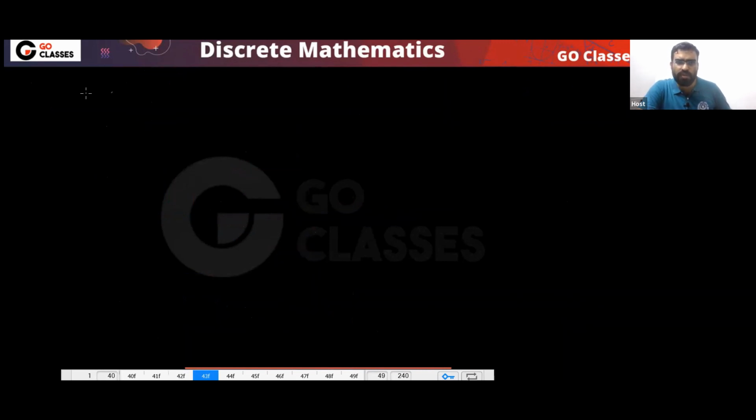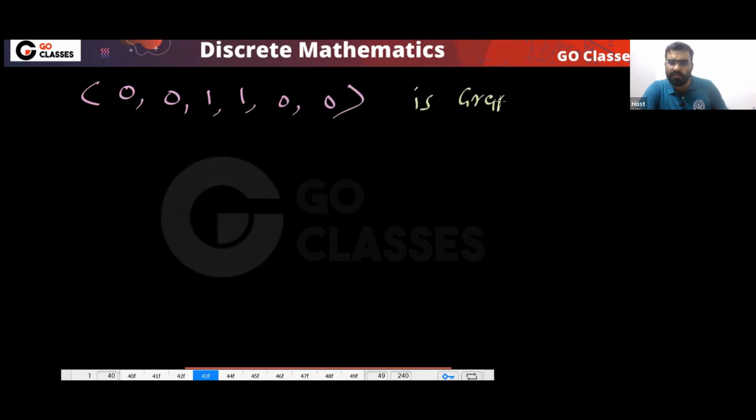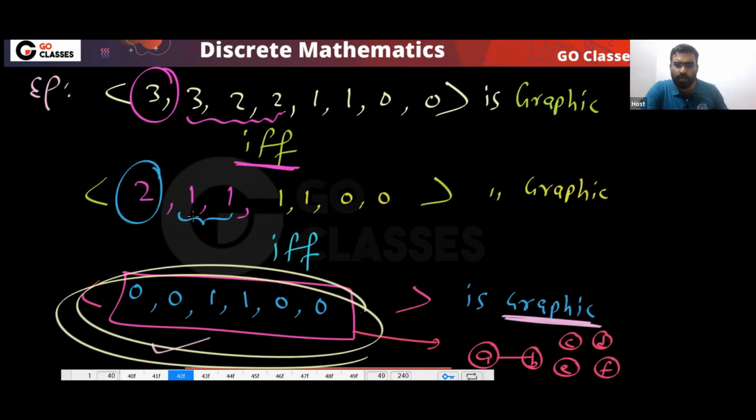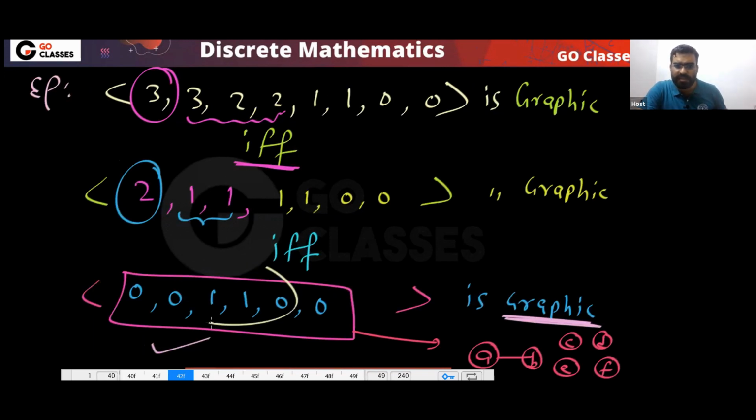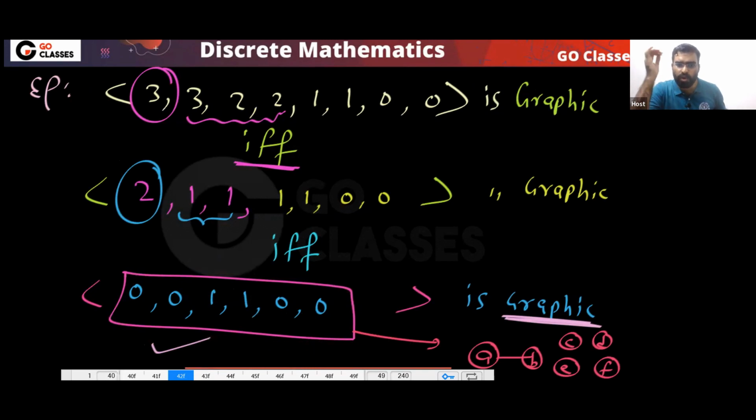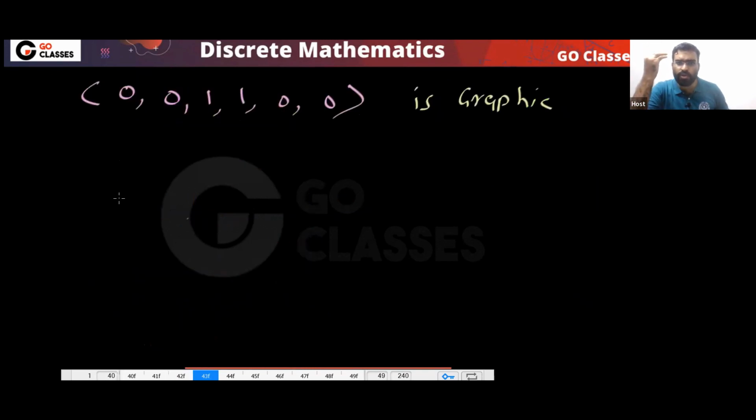Or you can go further if you want. You can go till the end. So this sequence is graphic if and only if... Either you can stop here and say, yes, we can create a simple graph, or you can go further.